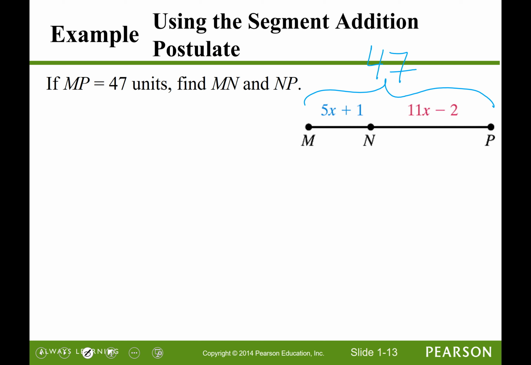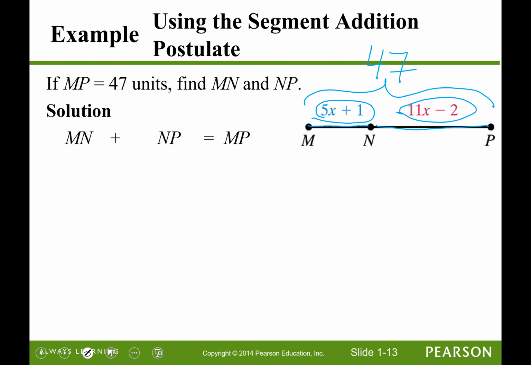Okay, so now we are being asked to find the length of MN, so this length here, and the length of NP, so this length here. And all we know is that MN is represented by the algebraic expression 5x plus 1, and NP is represented by the expression 11x minus 2. If we could find the value of x, that would be good. We would be able to move forward and find those lengths. Well, if we're able to write an equation with an x in it, then we can solve that equation for x.